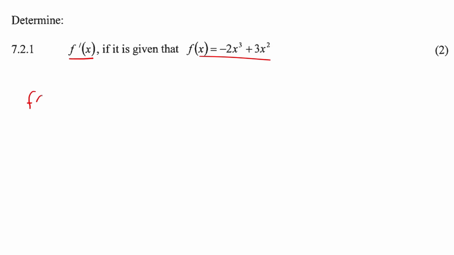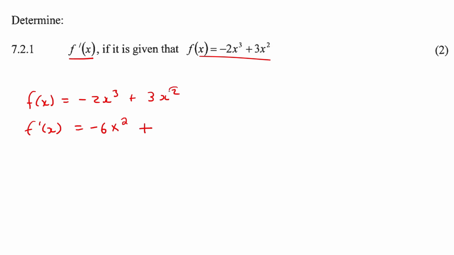This question, for only 2 marks, wants us to determine the first derivative if we have that. Okay, so we are told that f of x is equal to minus 2x cubed plus 3x squared. Now, they want us to find the first derivative. So all you do is you take this 3, multiply it with whatever's in the front. So that'll give you negative 6x, and then you subtract 1 from this exponent. So that'll become a 2 plus.